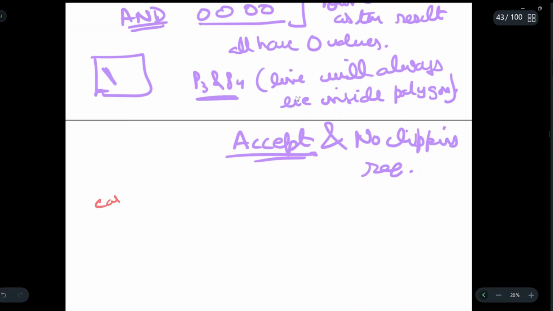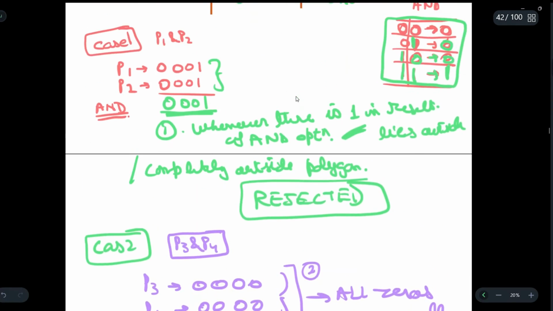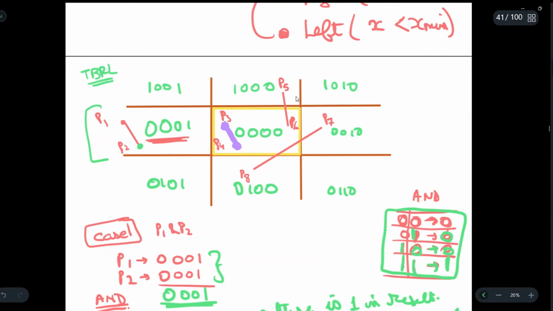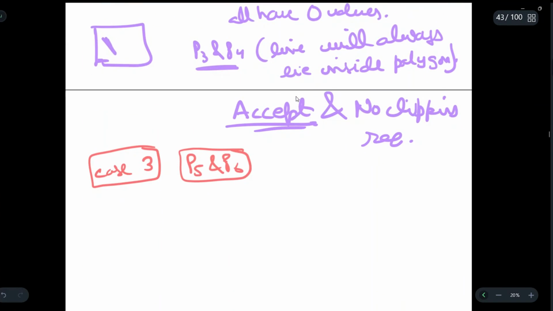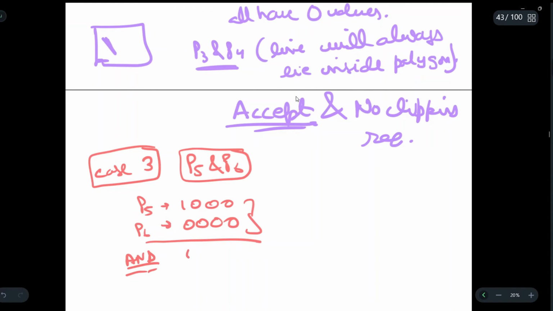That is our case 3, in which we will consider the points P5 and P6. So now let us see from the diagram what P5 and P6 are. P5 lies in this quadrant, that is 1, 0, 0, 0, and P6 lies inside the polygon itself, that is 0, 0, 0, 0. So we will write the codes for P5 and P6, that is 1, 0, 0, 0 and 0, 0, 0, 0. Now we will apply the AND operation on these 2 points. On doing so, you will get 0, 0, 0, 0. Now this line segment cannot be trivially accepted, and the rest is to be clipped.